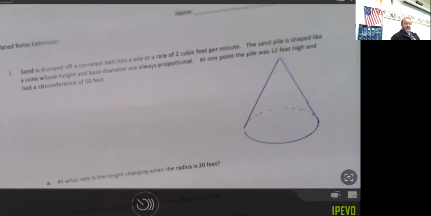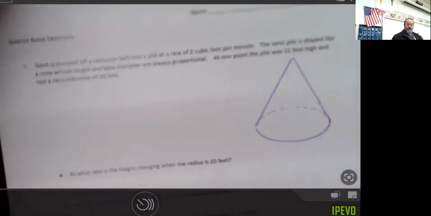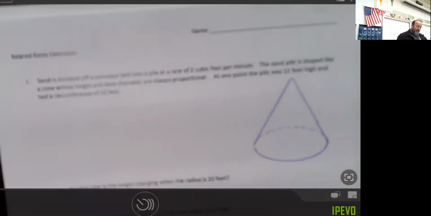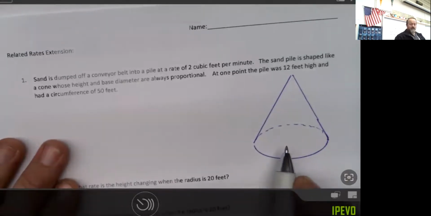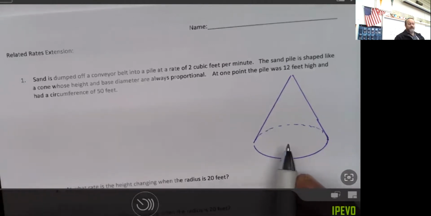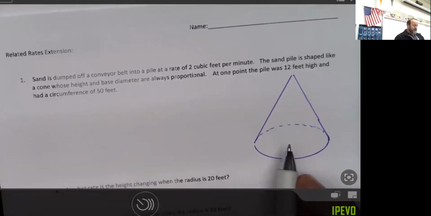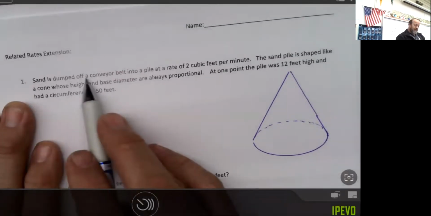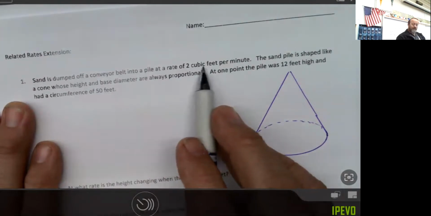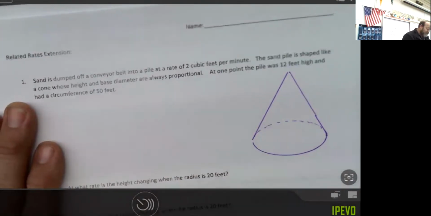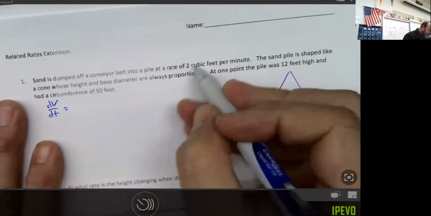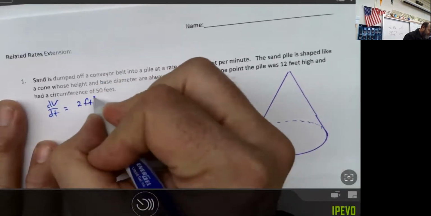So I have sand, just like some of those other problems where sand is being dumped out, and it talks about that little bit of a story. But what's a little bit weird about this problem is it doesn't tell you specifically about the radius and the height, but it implies it. So as we go through this story, it says sand is dumped off the conveyor belt at a rate of 2 cubic feet per minute. And I think we've been reading these enough to know now that that means I gave you the dV/dt equals 2 cubic feet per minute.